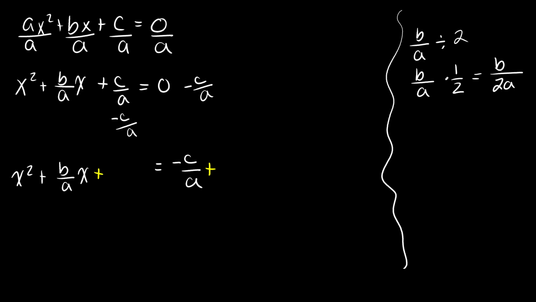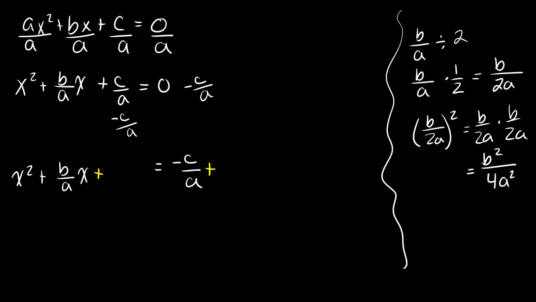Now, before I add that in, I need to square it. So I need to take b over 2a, and I need to square that. And so that would be b over 2a times b over 2a, just so I don't lose anybody there. B times b is b squared, and 2a times 2a, 2 times 2 is 4, and a times a is a squared. So what we're going to add to both sides is b squared over 4a squared.